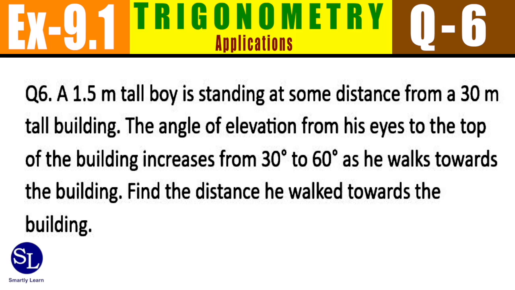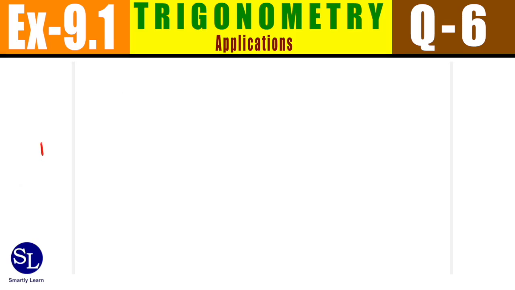So first let's try to draw a diagram representing this situation. We are given that a 1.5 meter tall boy is standing. So I'm marking the 1.5 meter tall boy with a standing line some distance away from a 30-meter tall building. So another standing line to represent the building. The angle of elevation from his eyes to the top of the building is going to be equal to 30 degrees. So this initial angle was 30 degrees.